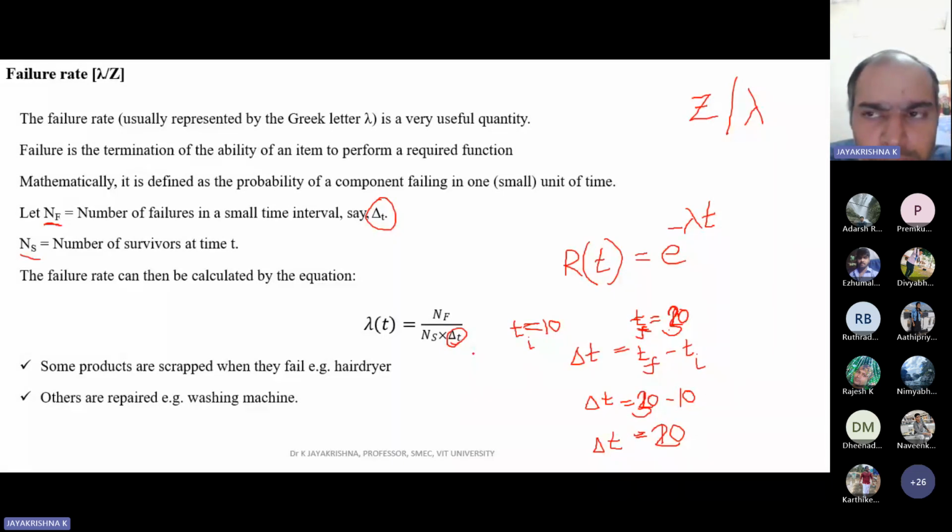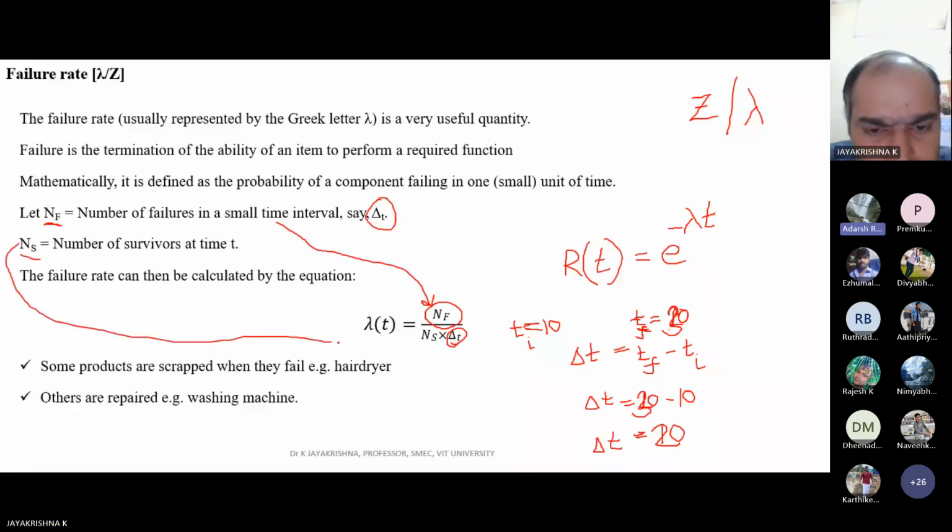So the formula to calculate failure rate is lambda t, failure rate at time t, is equal to nf divided by, the nf is what? Number of failures, sir. Failures divided by ns. What is ns? Number of survivors. Number of survivors.